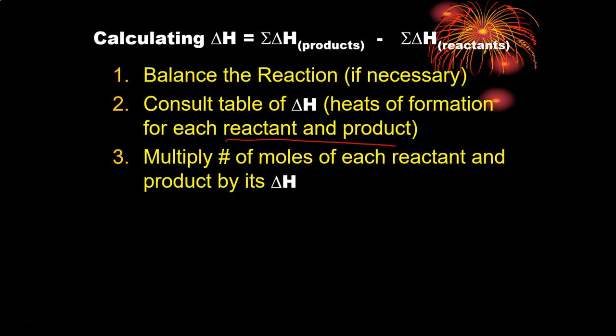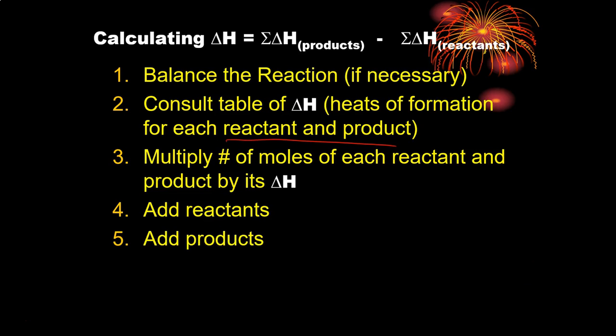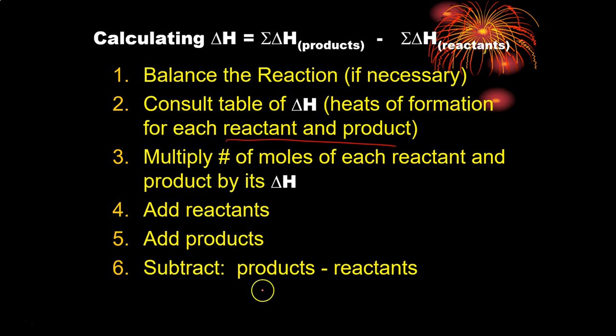Next, we're going to take the number of moles and multiply it by its delta H value for all the reactants and products. The number of moles is just the coefficient in our balanced chemical equation. So if we had 2 H2O, we would take 2 times the delta H of H2O. Last, we add together all the reactants. We add together all the products. And then we're going to take our products minus our reactants. So we're going to take what we got in step 5 minus what we got in step 4.